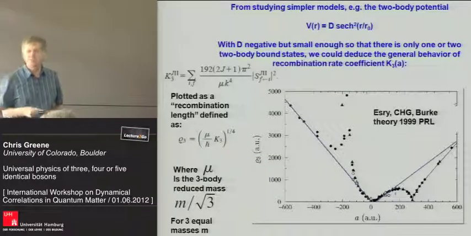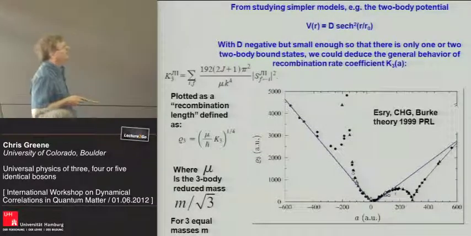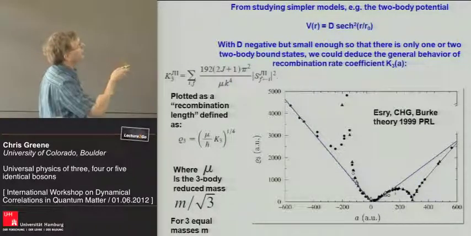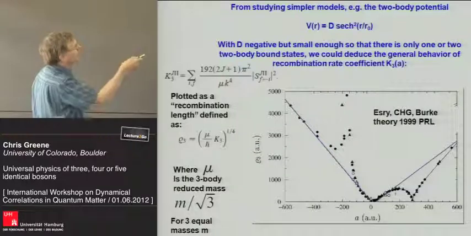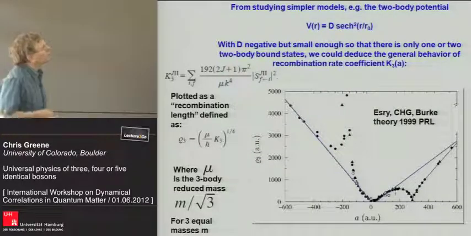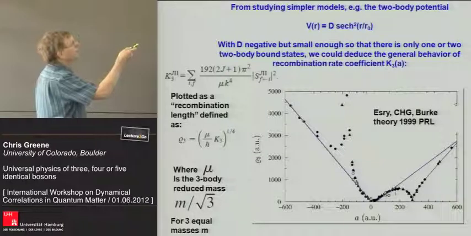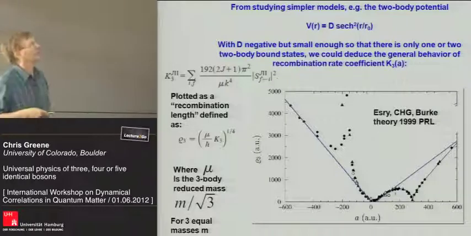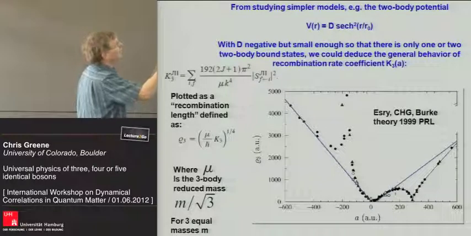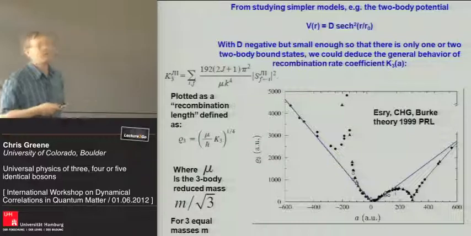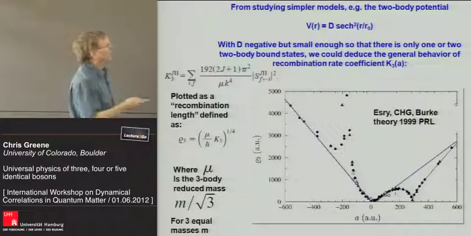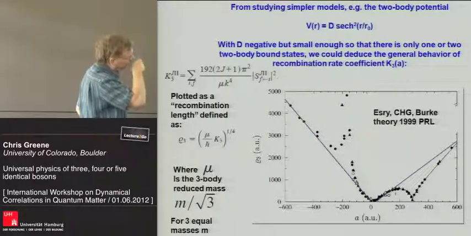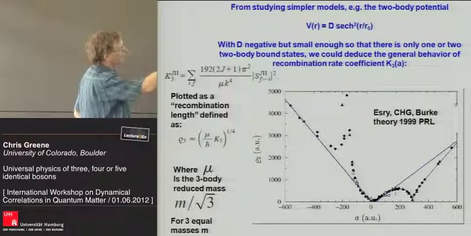Let me just go on to our first study in 1999 of 3-body recombination as a function of 2-body scattering length. At that time we were sometimes using other potentials, but most of our work was focused on this Sech-squared potential, which decays exponentially at large distances. It's very simple, and its scattering lengths are known analytically, so it was very convenient. And we found, for instance, that there is an infinite series of Efimov resonances. This is the first of an infinite series.